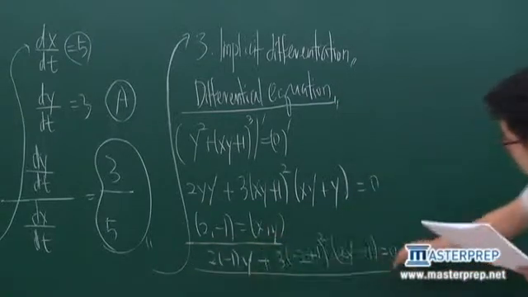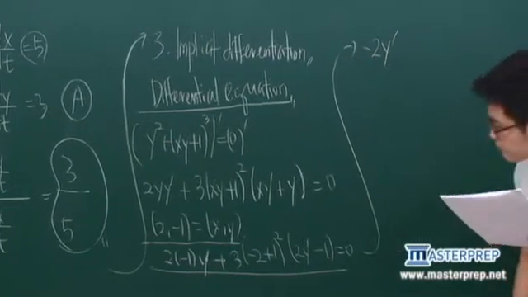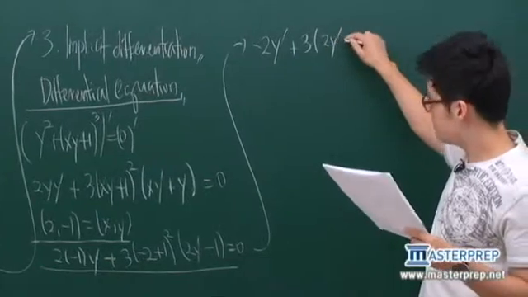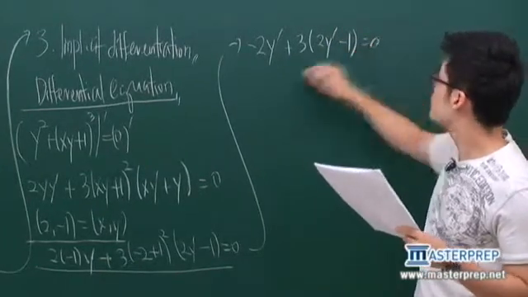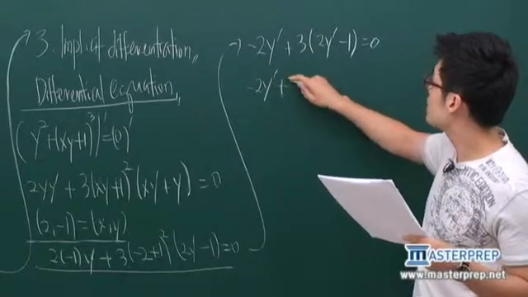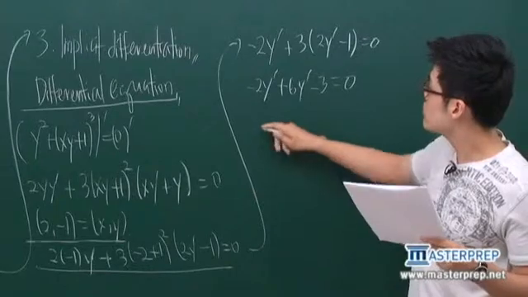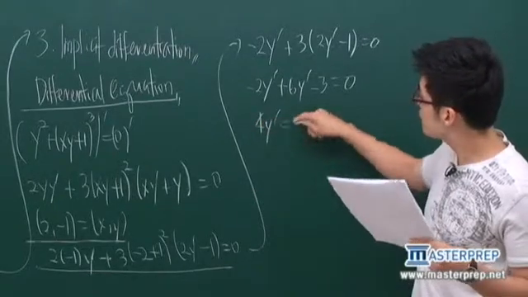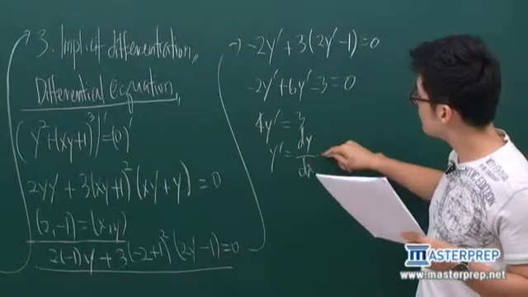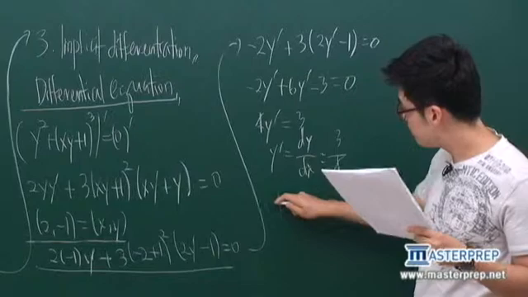Well, this is just arithmetic. -2y prime plus 3 times (2y prime minus 1) is equal to 0. So -2y prime plus 6y prime minus 3 is equal to 0. So 4y prime is equal to 3, so y prime, which is dy over dx, is equal to 3 over 4. And the answer for that is D.